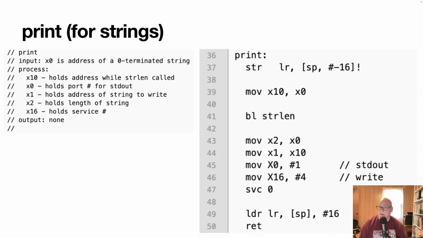We call the string length routine. It gives us back the length of whatever's in x0. And then we're going to set up a procedure call or a service call. So line 47 is the service call, and you can see we're loading in the arguments.